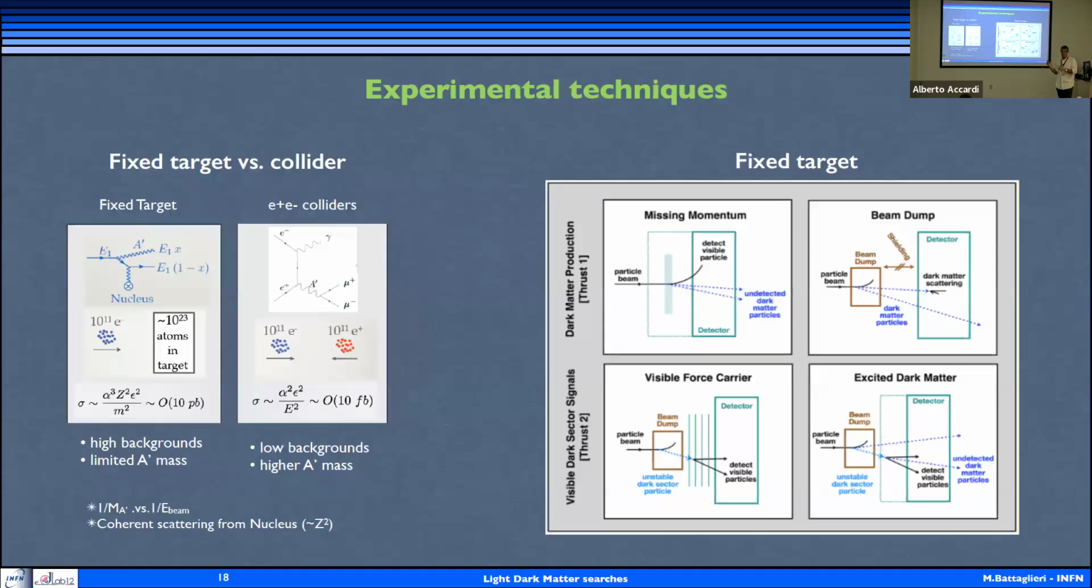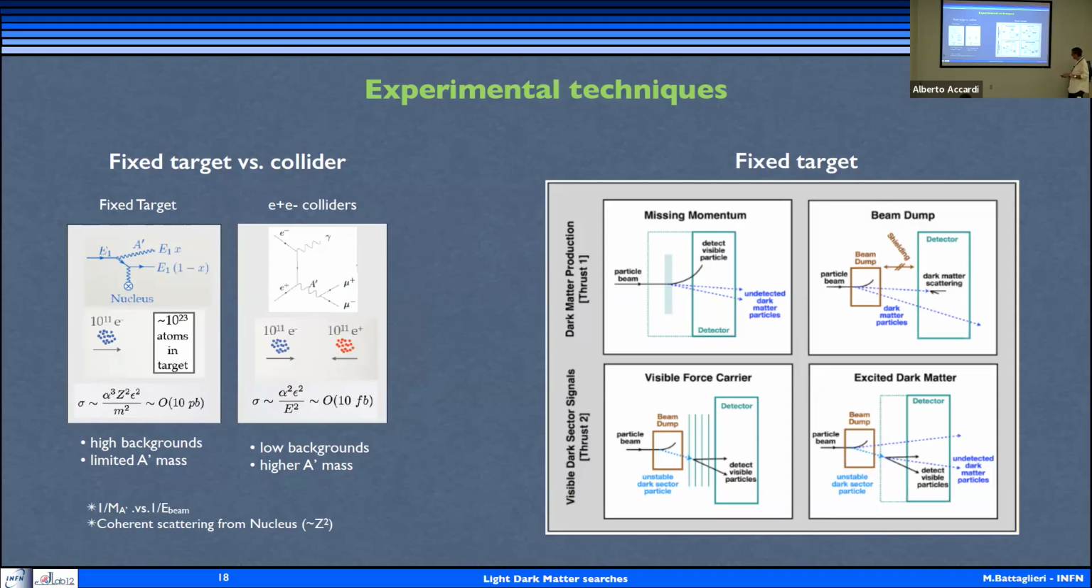Very similar to neutrinos, the anti-neutrino in proton decay. Okay, you don't measure the anti-neutrino, but you see that there is a missing energy associated to the detection of the proton and the electron.